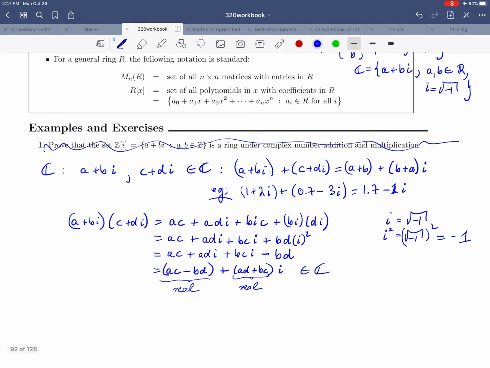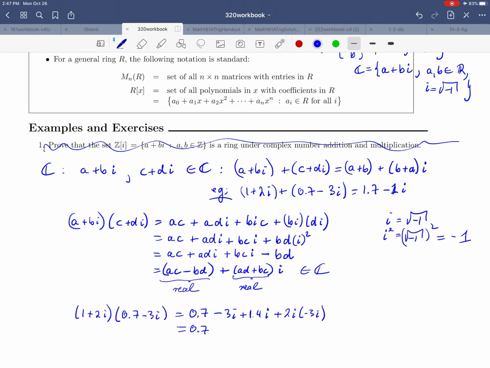So if we wanted to see our example from before, what is 1 plus 2i times 0.7 minus 3i? I don't know if I'm going to get that right. So we have 1 times 0.7, that's 0.7. And then we have minus 3i. We have plus 1.4i. And then we have 2i times minus 3i.